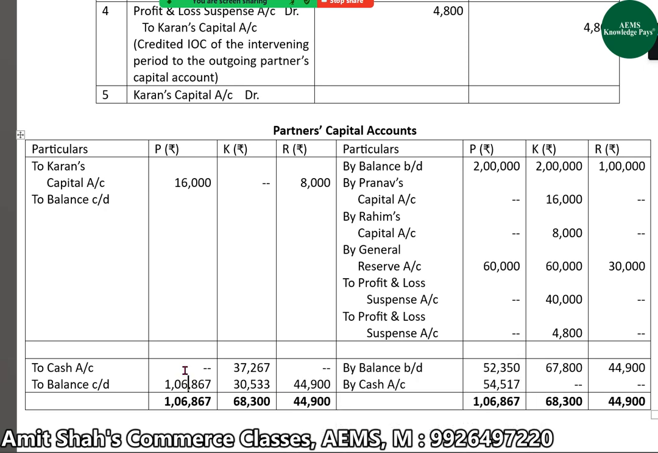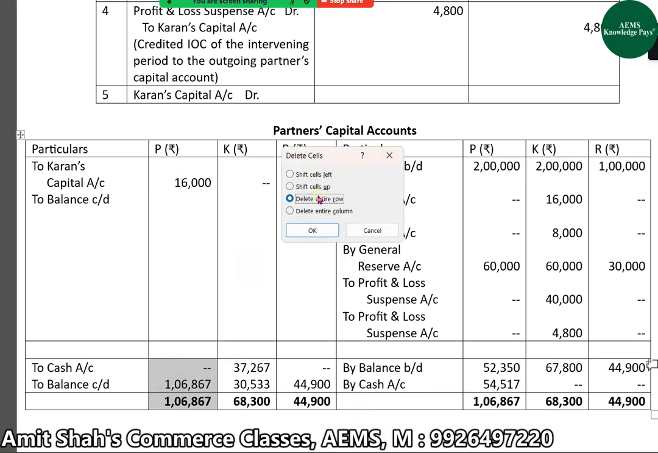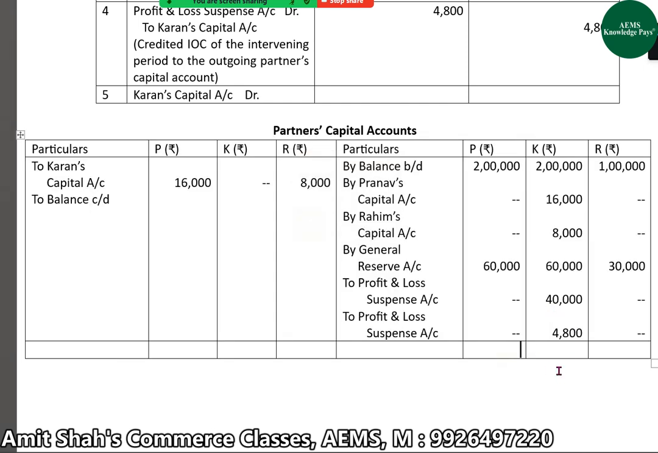Have you got this, guys, this much? So with this now we get capital balances of the three partners. Here we have 2,60,000, here we have 1,30,000, and here we have 3,28,800.